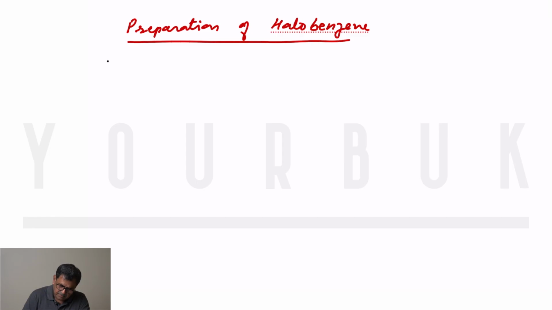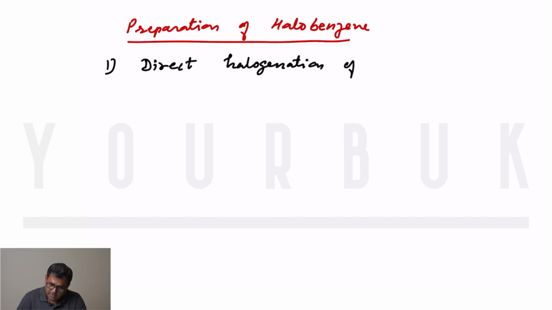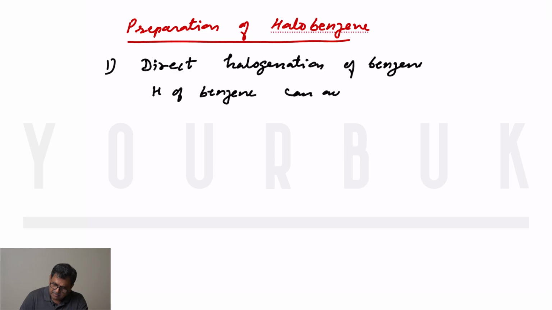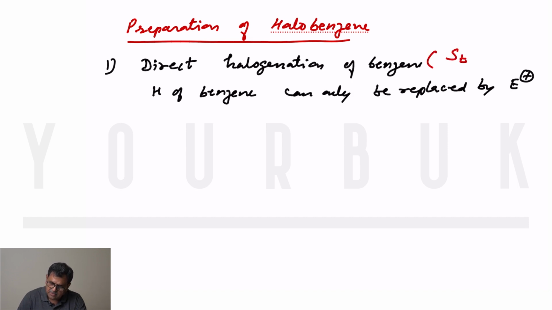The first method is direct halogenation of benzene. Direct halogenation of benzene means benzene H has to be replaced by halogen. But remember, the hydrogen of benzene can be replaced only by an electrophile. So H of benzene can only be replaced by an electrophile E positive. So the reactions are called electrophilic substitution reactions.